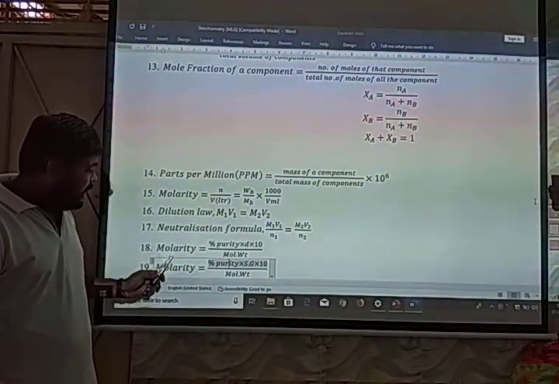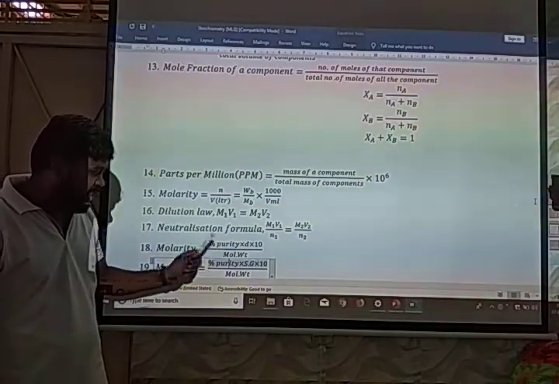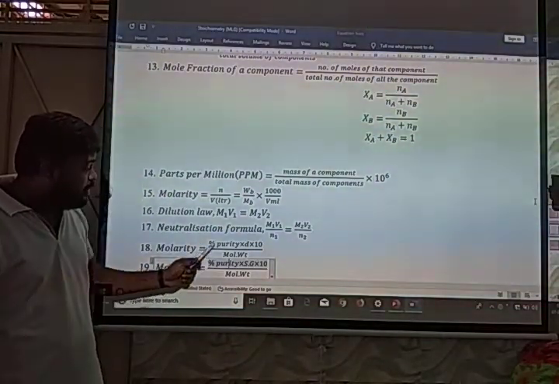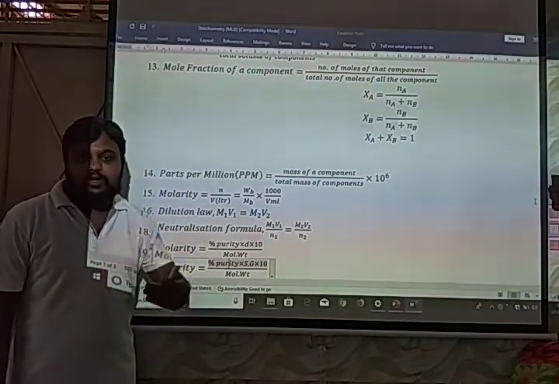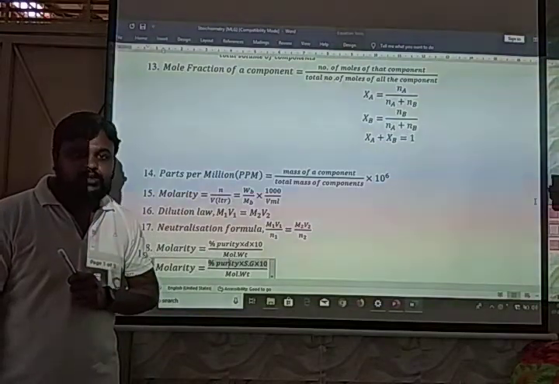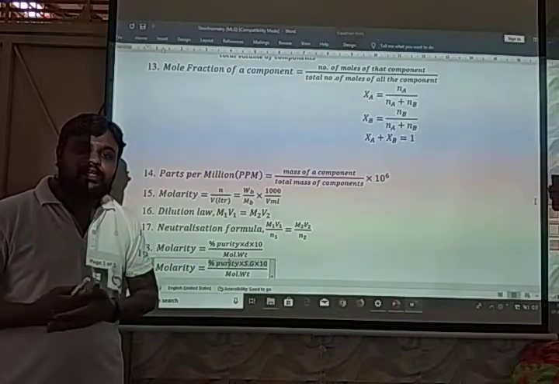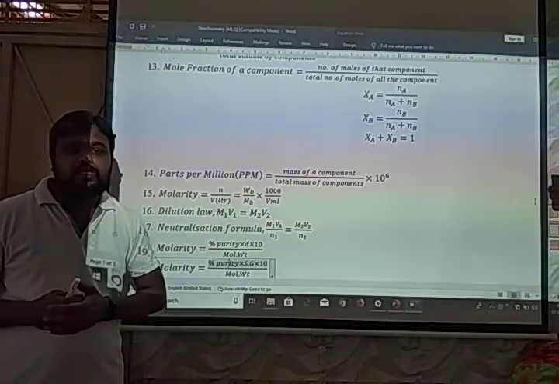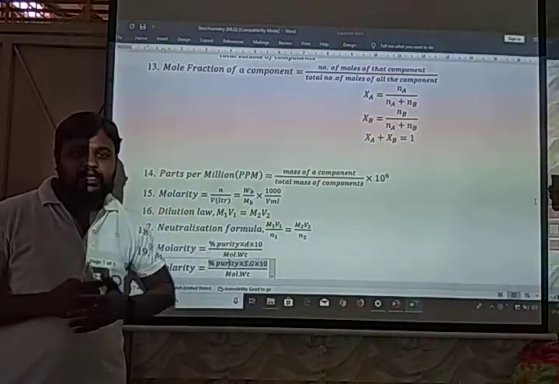Similarly, molarity can also be calculated using another very important formula, that is percentage purity. Percentage purity is nothing but mass percentage, one of the physical techniques to express the relative concentration of a solute. If you take 4% of NaOH, 4% means per 100 grams; in that 100 grams or 100 ml of solution, 4 grams of NaOH is present.